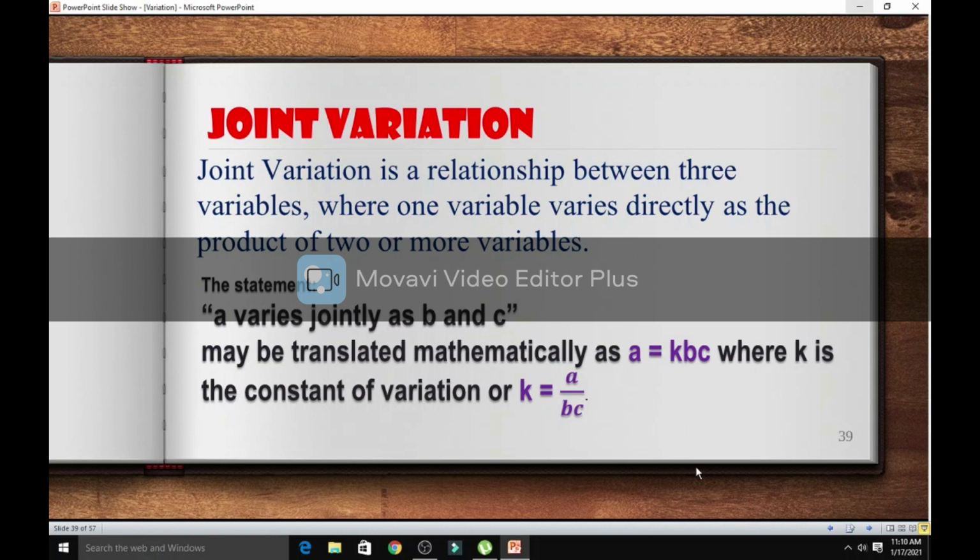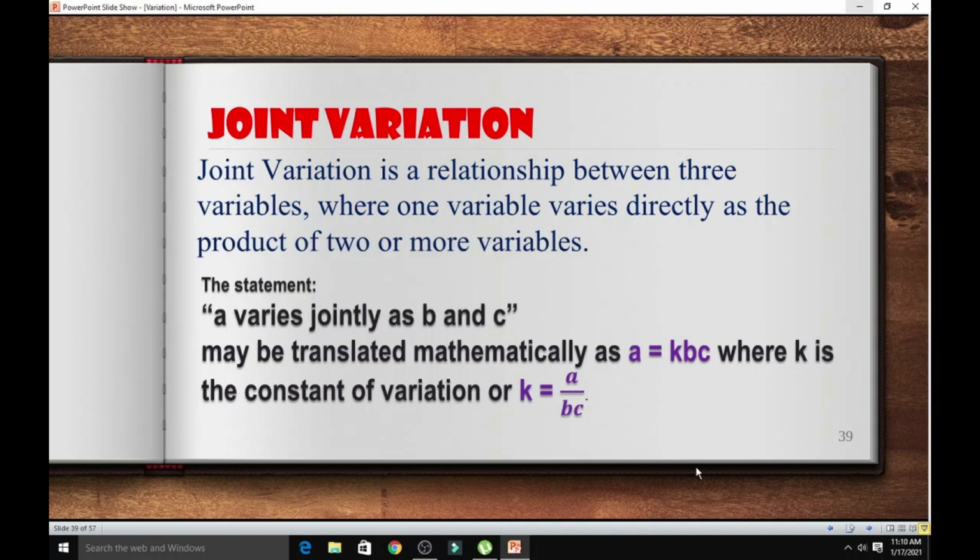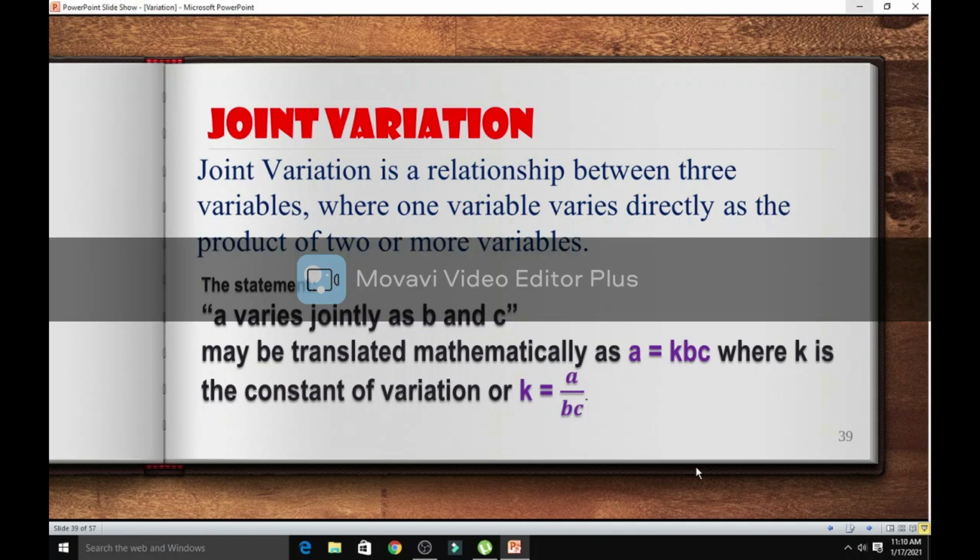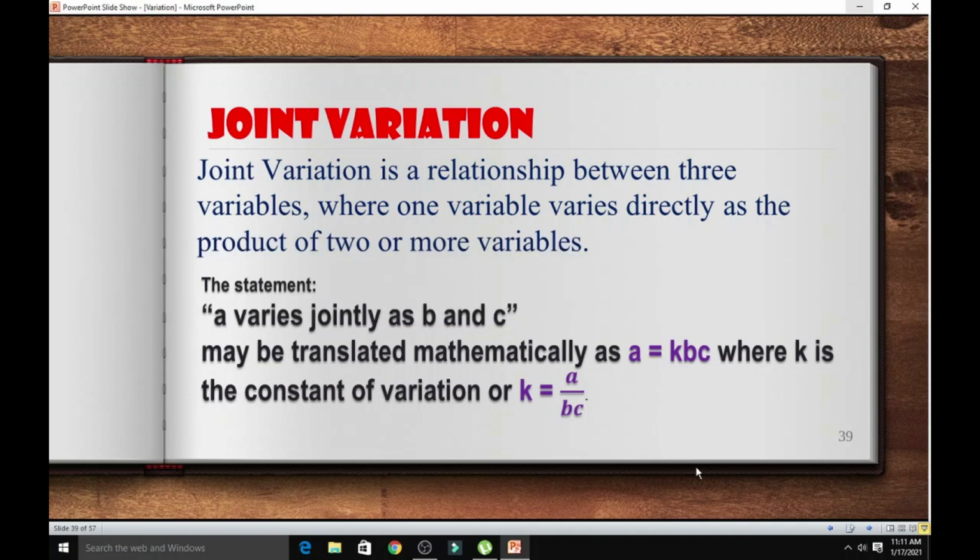So, how are we going to determine whether it is a joint variation? The statement, A varies jointly as B and C, may be translated mathematically as A is equal to KBC. Kung mapapansin ninyo, yung A, yung unang variable na binanggit doon sa statement, yun yung nilalagay natin on the left side of the equation. And then, after nung varies jointly, yung dalawang variables na B and C ay nilalagay naman natin sa right side ng equation kasama ni K, where K is the constant of variation.